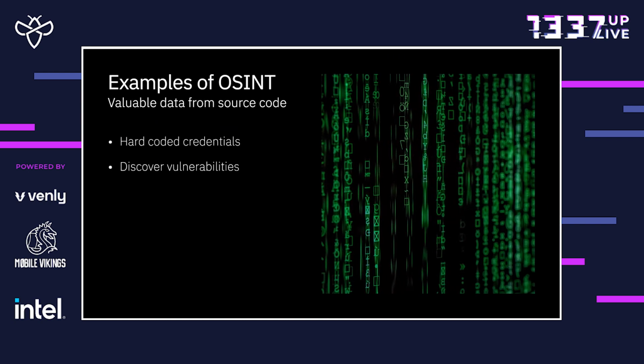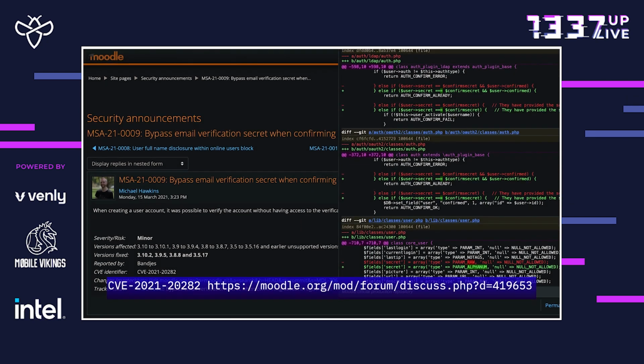By inspecting source code, you can even find programming flaws. These flaws can lead to new vulnerabilities, a CVE, and even a new zero-day. This is something I discovered myself in Moodle and ended up to be my first CVE.